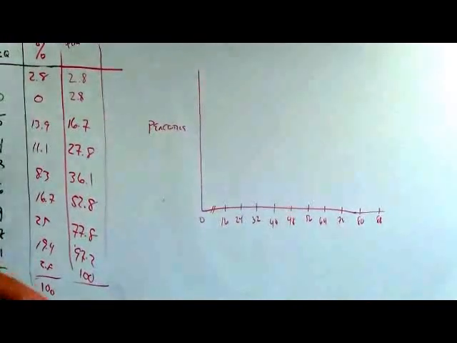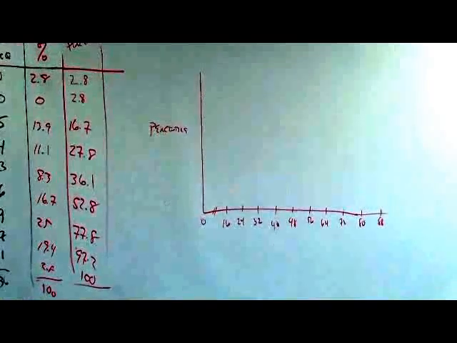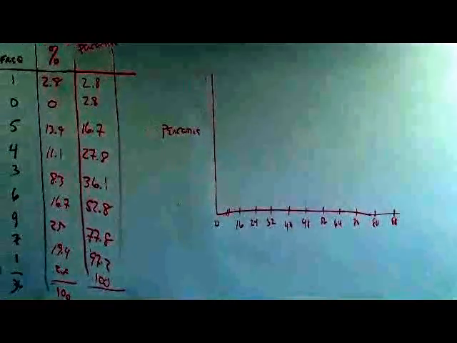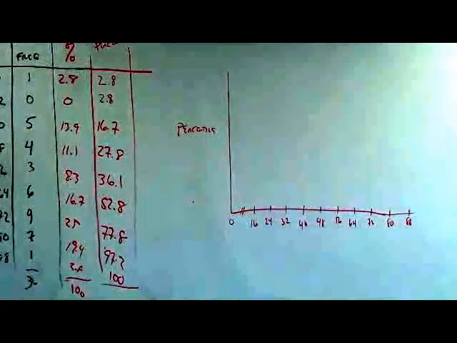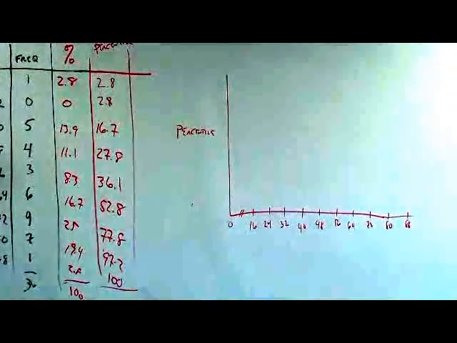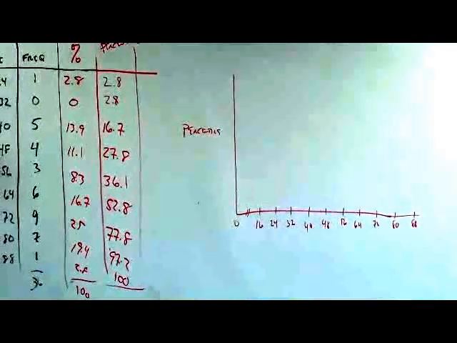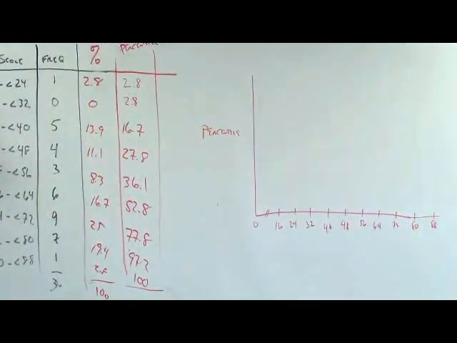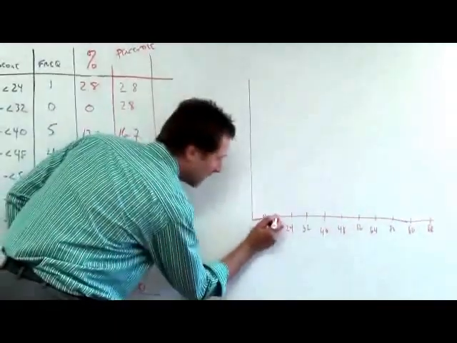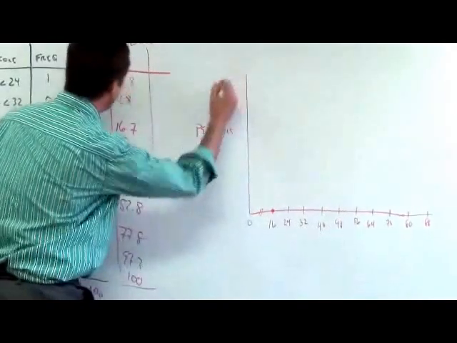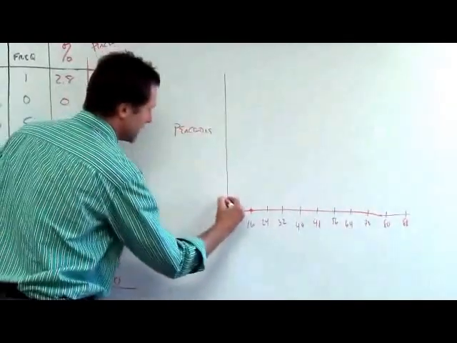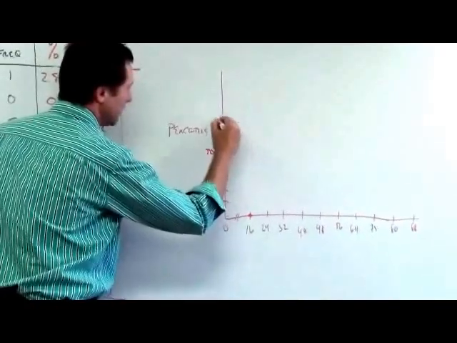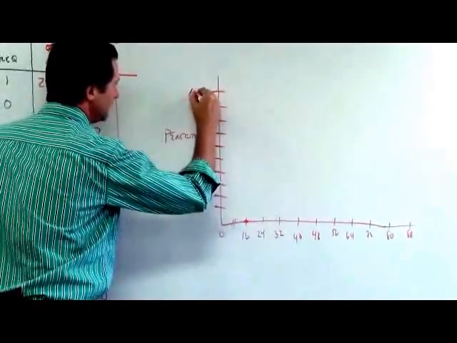Now, if you look at the ogives on page 30, you see they always start at the 0 percentile. So let me ask you this question. What percent of the test scores were lower than 16? 0. So that's where the anchor will be, right here. Then we're going to go up to 100: 10, 20, 30, 40, 50, 60, 70, 80, 90, 100.